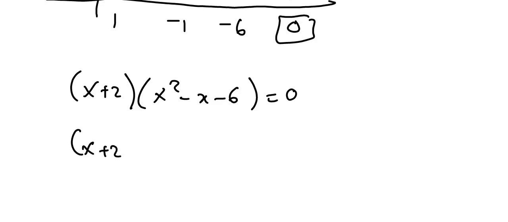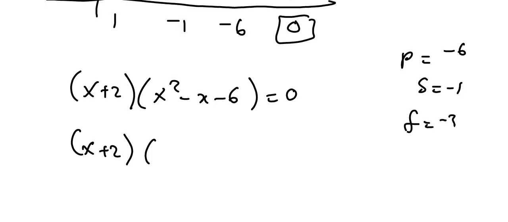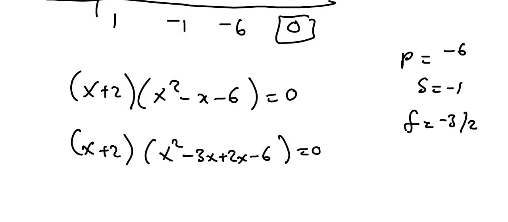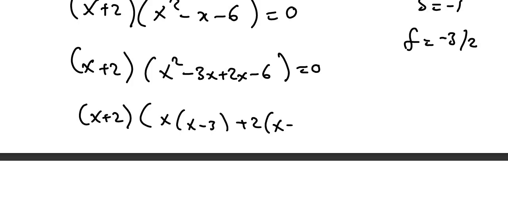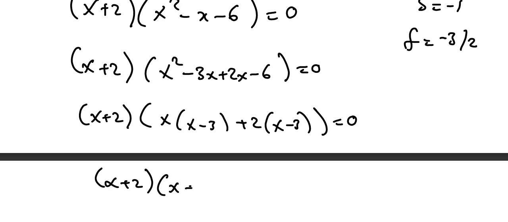So we have x plus 2. If we solve this part, the product is -6, the sum is -1, so the factors can be -3 and 2. So we're trying to solve this quadratic here to try to reduce it. And if we do so, this is just going to be x, then you have x minus 3, then you have plus 2, then you have x minus 3 is equal to 0. This will be x plus 2, then you have x plus 2, then you have x minus 3.